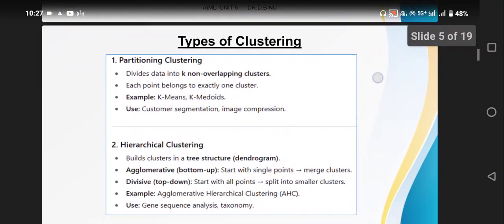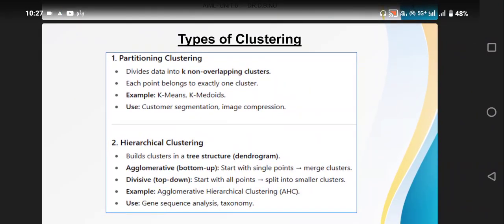Types of clustering. It is classified into partitioning clustering. It divides data into k non-overlapping clusters. Each point belongs to exactly one cluster. Examples: k-means, k-medoids. Applications are customer segmentation and image compression.